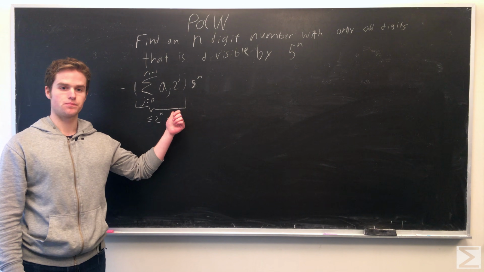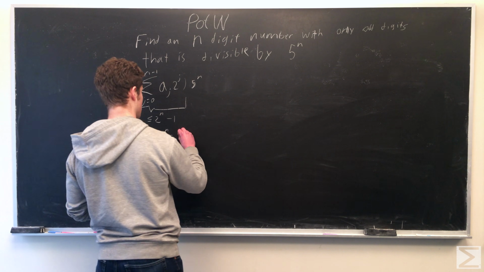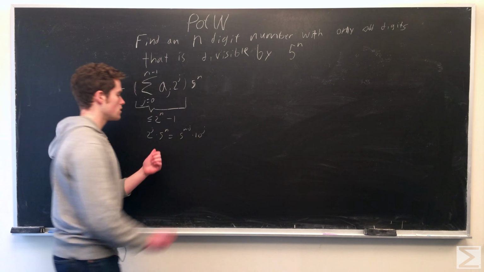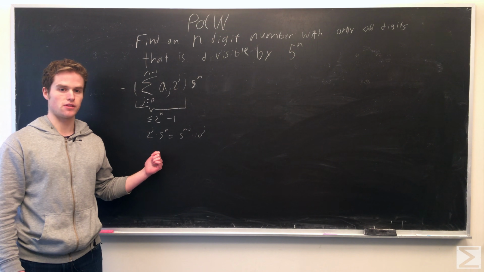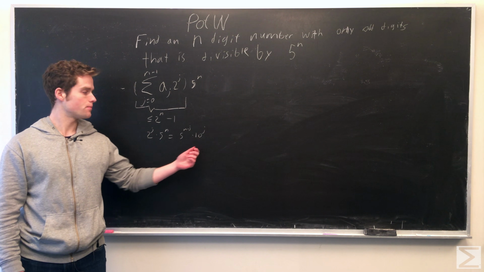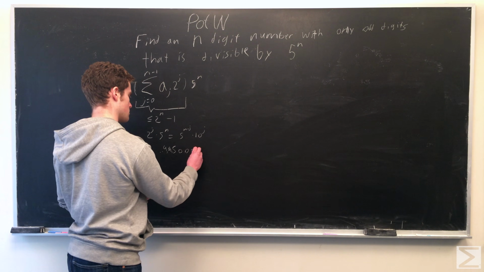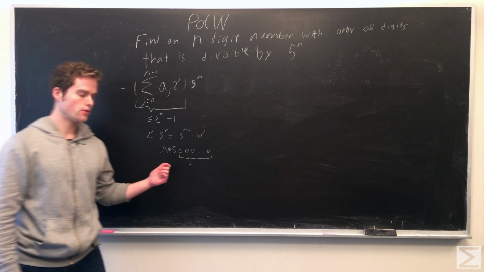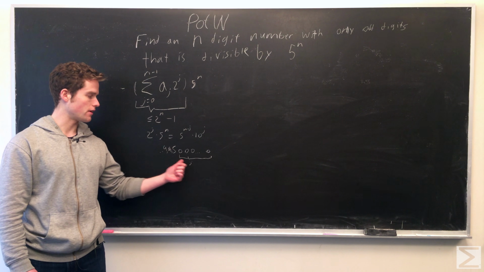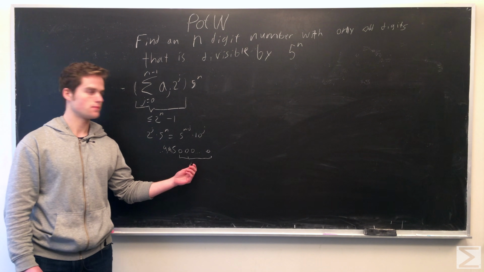And now, note that 2 to the j times 5 to the n gives us 5 to the n minus j times 10 to the j. And this is the form. We have some numbers here, 5, and then followed by j zeros.